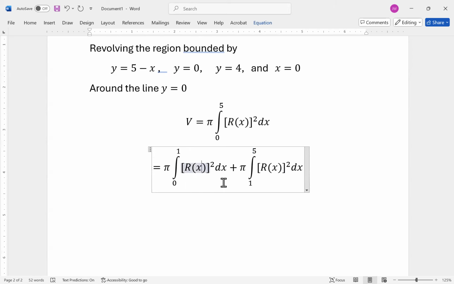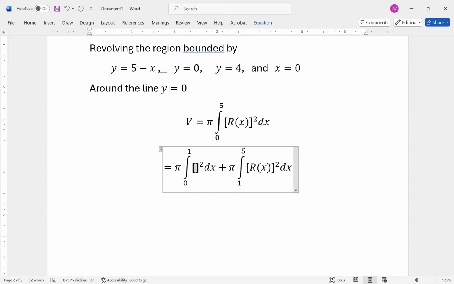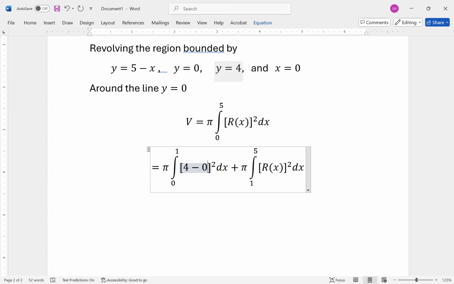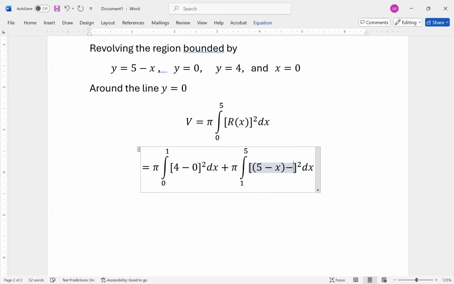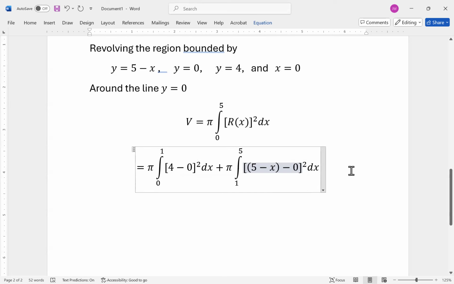Like I said, between 0 and 1, the top of the rectangle is y equals 4. The bottom of the rectangle is y equals 0. Between 1 and 5, the top of the rectangle is y equals 5 minus x. The bottom of the rectangle is y equals 0. That's what we'll end up doing.